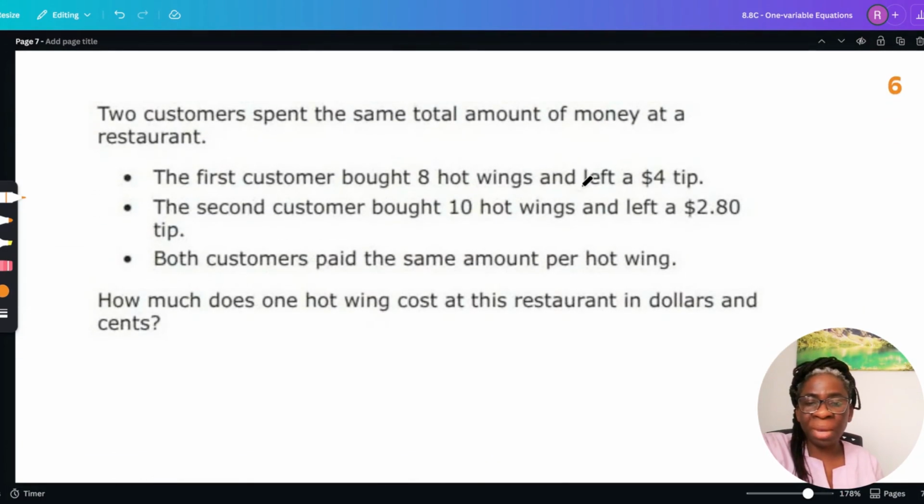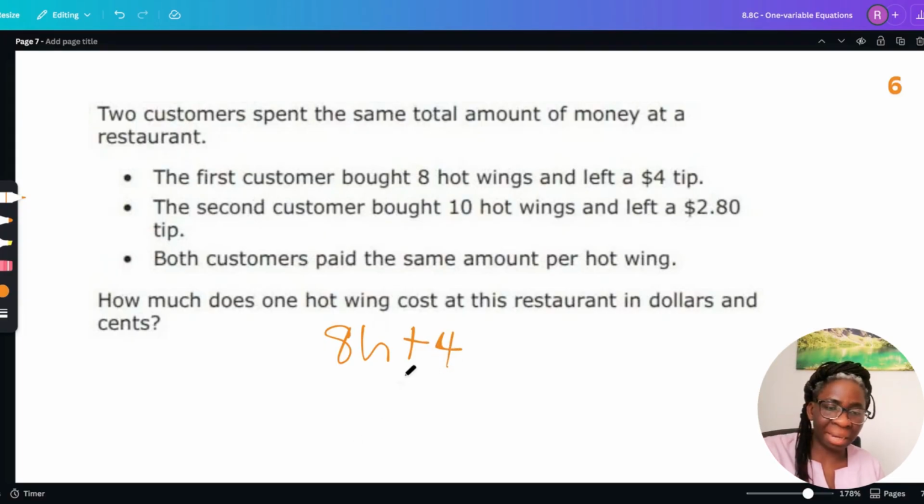Two customers spent the same total amount of money at a restaurant. The first customer bought 8 hot wings and left a $4 tip. This one will be plus because after buying 8 hot wings, he paid an extra $4 as tip. Now, the second customer bought 10 hot wings and left a tip. Both customers paid the same amount. That means the amount the first customer paid is equal to the amount the second customer paid.